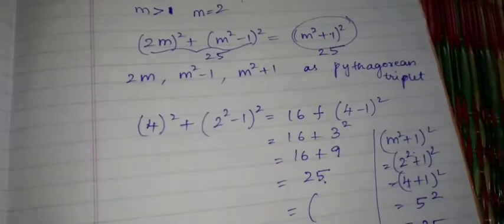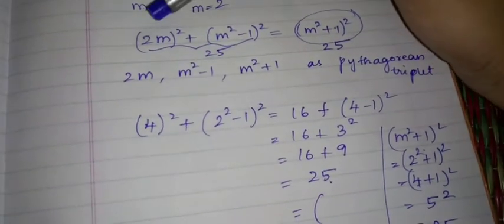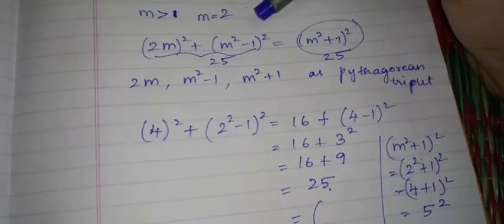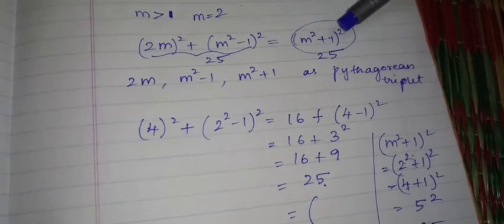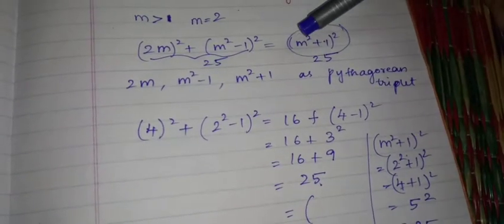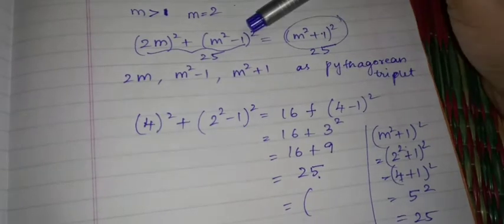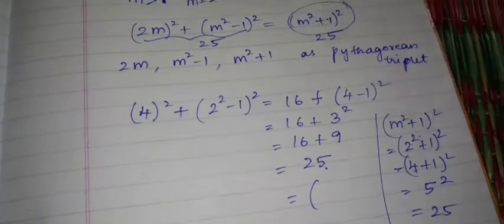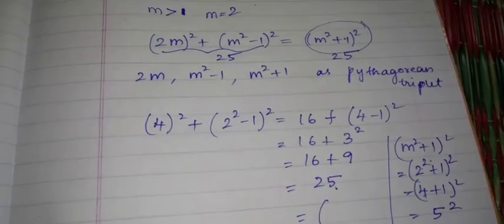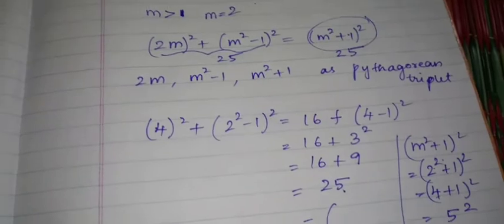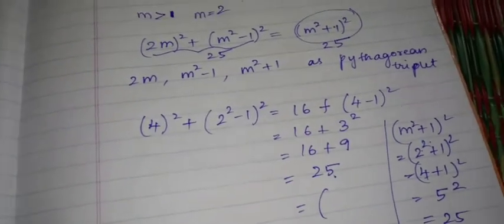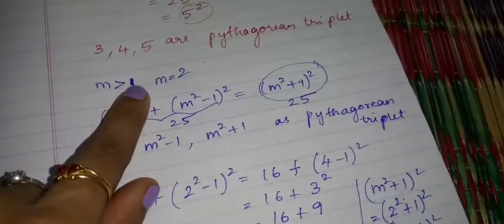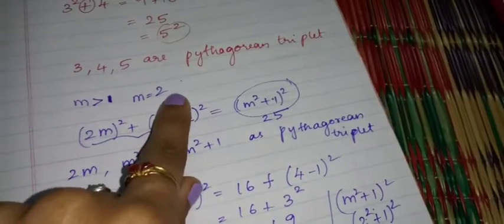So what is the equation to find a Pythagorean triplet? 2m the whole square plus m square minus 1 the whole square is equal to m square plus 1 the whole square. The square is common for both m square plus 1 and m square minus 1. So this is the equation which we will be following for the Pythagorean triplet. Don't forget, children. So always you should take the m value greater than 1. I have taken the m value as 2 because 2 is greater than 1.